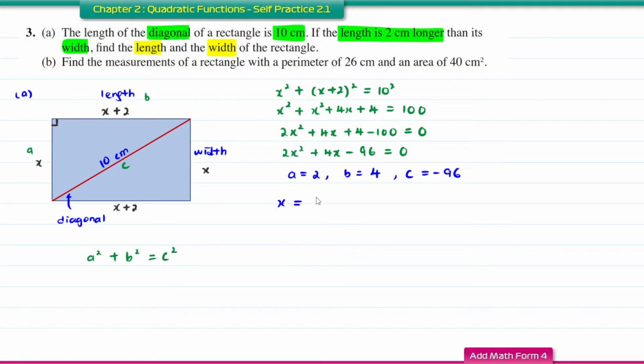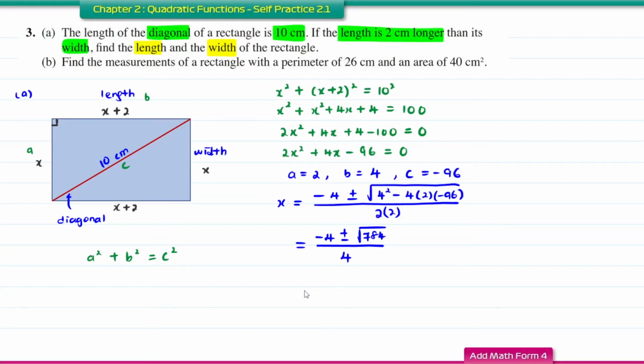So x is equal to negative b, which is negative 4, plus minus the square root of b squared, 4 squared, minus 4. The a is 2, the c is negative 96. So we're going to square root this part over 2a, which is 2 times 2. Next, we're going to have negative 4 plus minus. So the square root part here, if you solve it, you're going to have the answer of 784 over 2 times 2, which is 4.